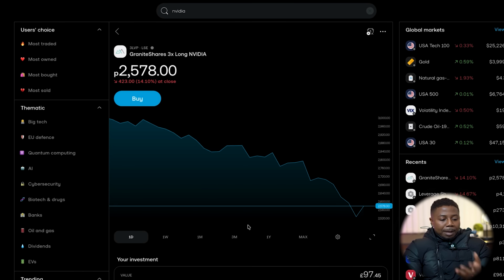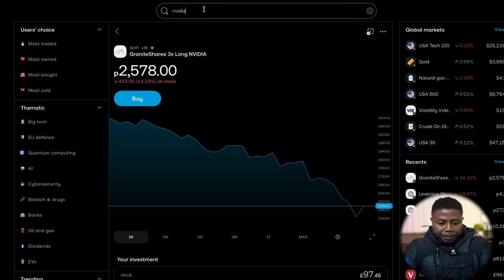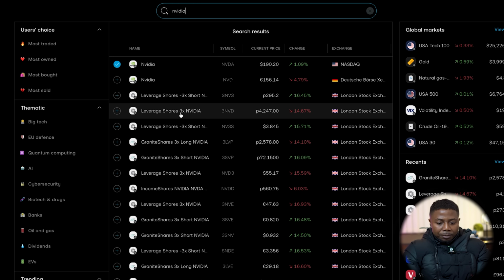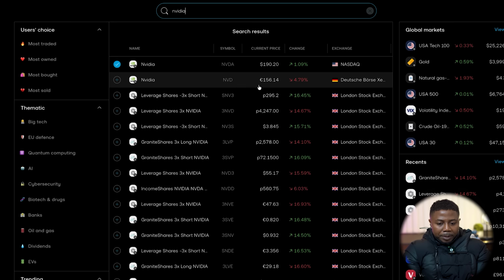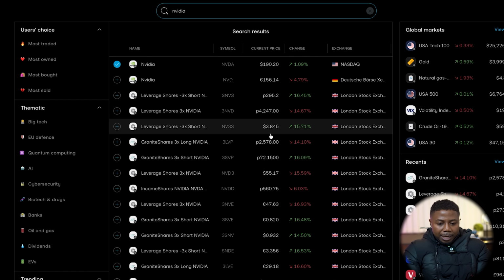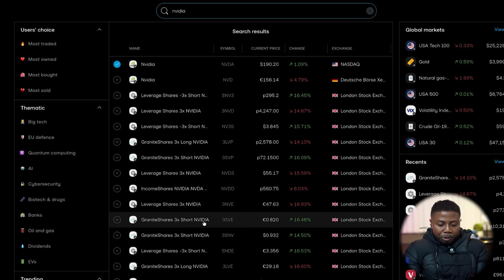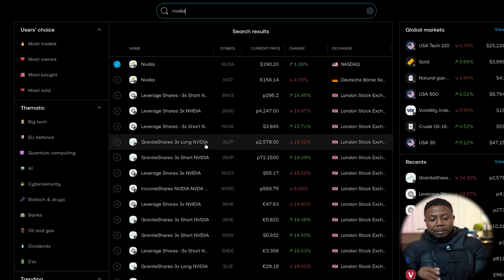So say for example you're happy with Nvidia and you want to invest in the leverage version of it. You search Nvidia, you simply type in Nvidia, and then you see all the different versions there. So you've got 3 times Nvidia. You see some of them are in pound sterling, some of them are in euros, some of them are in dollars, and then you also look at the amount of leverage. So these are all 3 times. Some of them say short, so that means you're betting against Nvidia, and some of them say long, that means you're betting that Nvidia will go up. So let's say we want to go for a long one.